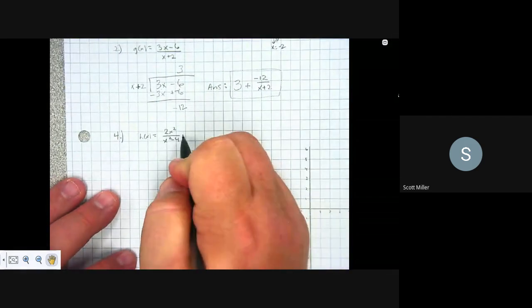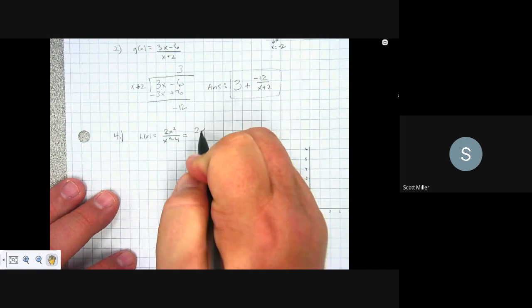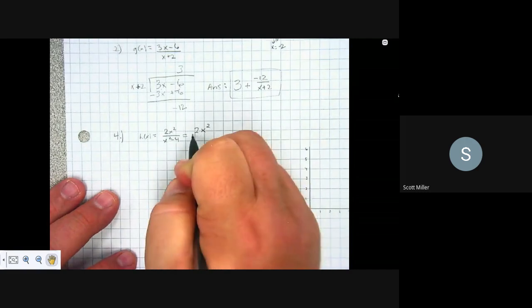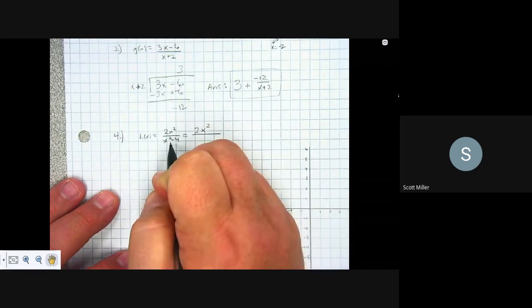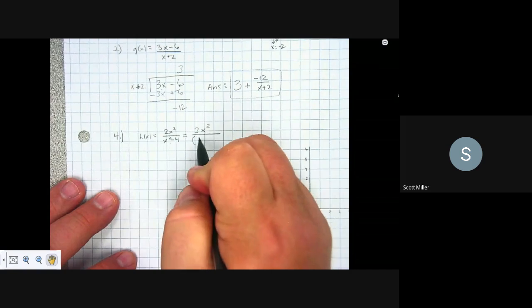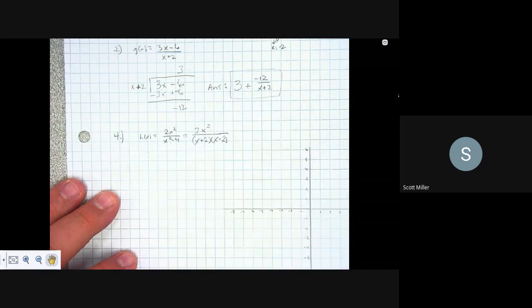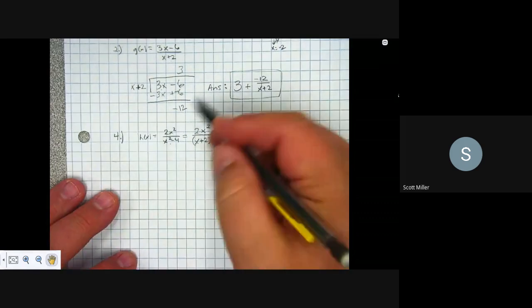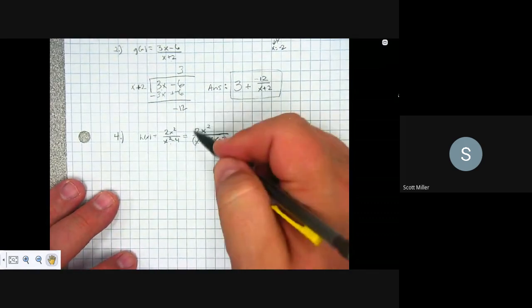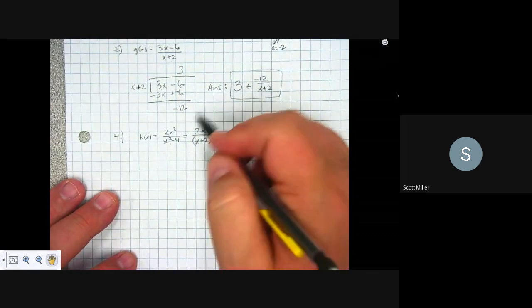The top is already factored. Factoring just means to write as a product. This is all a product. There is no pluses and minuses. And this down here is the difference of two squares. So that'd be x plus 2, x minus 2. And I look at this and I see, okay, there is no common factor. Since there is no common factor, we're good to continue.